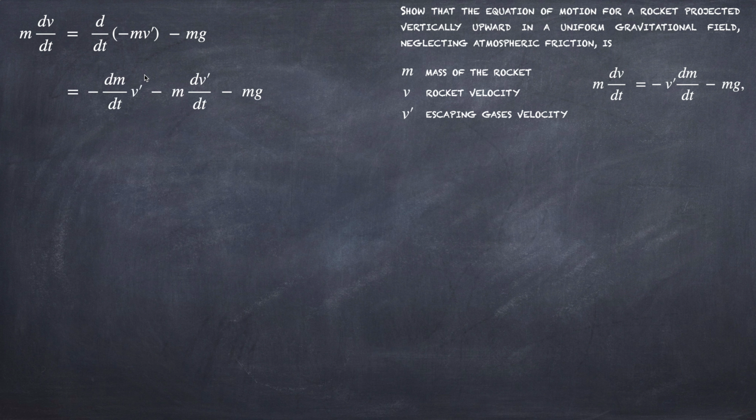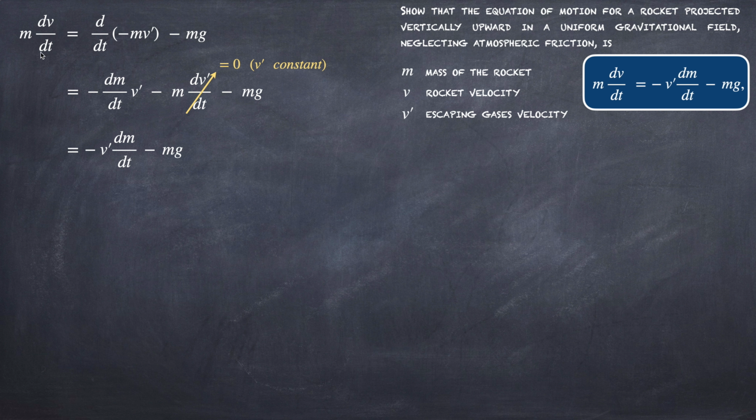Solving this derivative here, we get the negative of dm/dt times v prime, subtracted by m dv prime/dt. Okay, but dv prime/dt is 0 because v prime is constant. We already know that v prime is constant, so we do not have this term. And we obtain that m dv/dt is equal to the negative of v prime dm/dt, subtracted by mg, which is the expression we want to show.